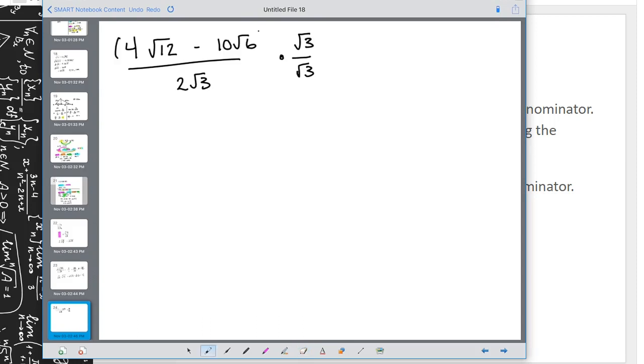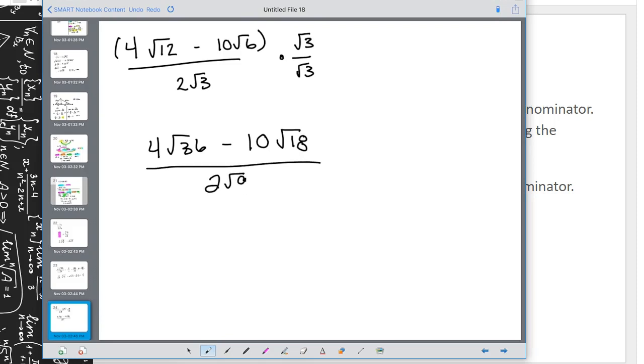So in this case, we need to know multiplication of radicals because we're doing distributive property. So 4 root 12 times root 3 is 4 root 36. Minus 10 root 6 times root 3 is minus 10 root 18. This will all be over 2 root 3 times root 3, which is 2 root 9. And again, this whole process was to get rid of that radical in the denominator. So let's just continue to simplify.